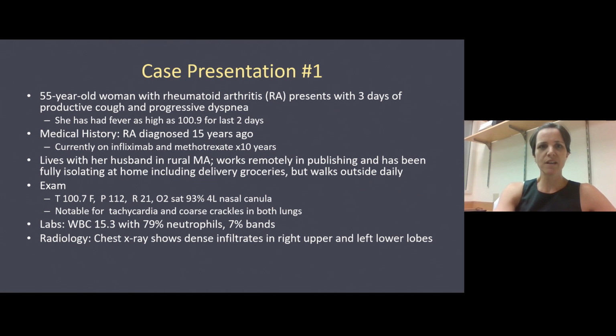So let's move on and do a case. Get ready to vote. This is a 55-year-old woman with RA who has 3 days of a cough and dyspnea. She had a fever as high as 100.9 for 2 days. Her RA was diagnosed 15 years ago, and she's on infliximab and methotrexate.